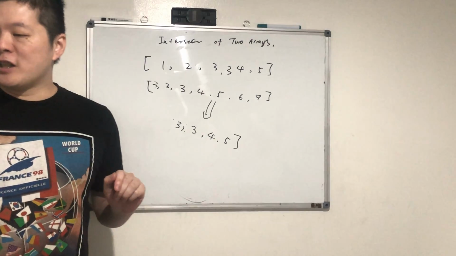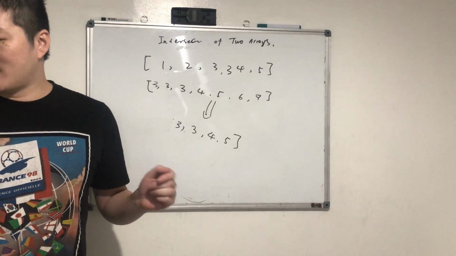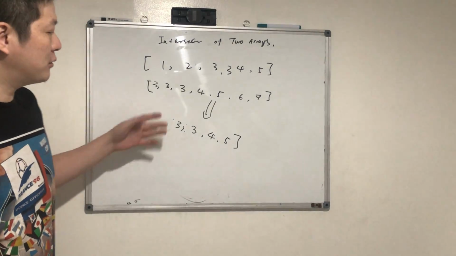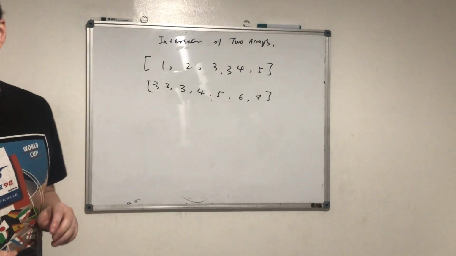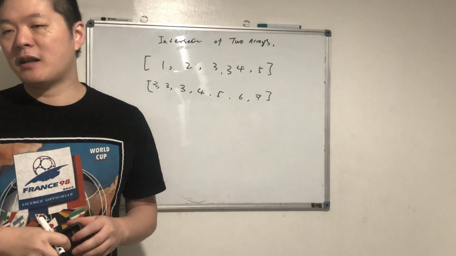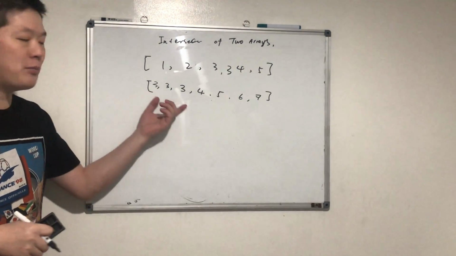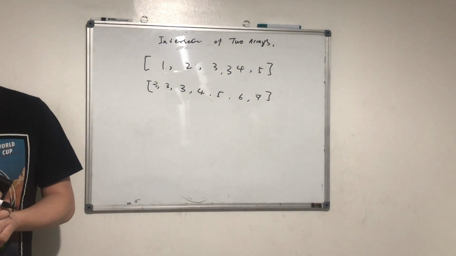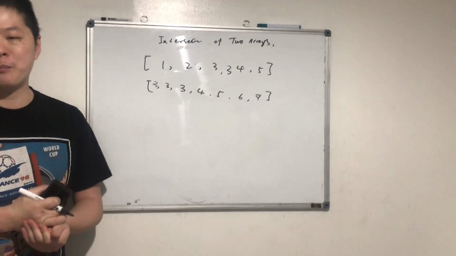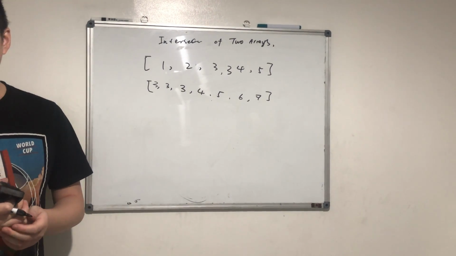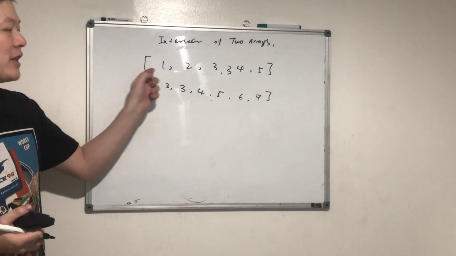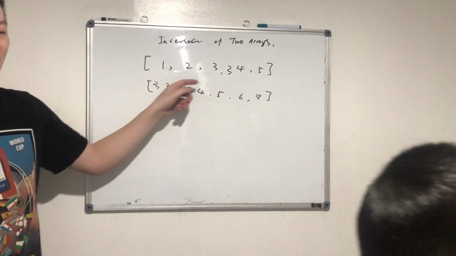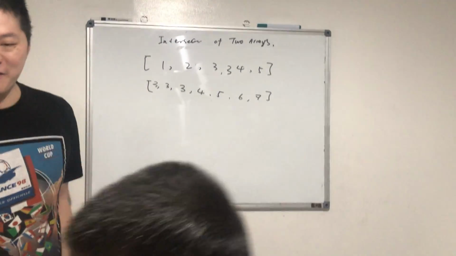What's the approach to tackle this problem? How do we use the notebook? If we are not using the notebook, how are we going to tackle this one? Brute force. How do we brute force? Checking every number, going through each number on the first array, and then checking if it appears in the second array, right?